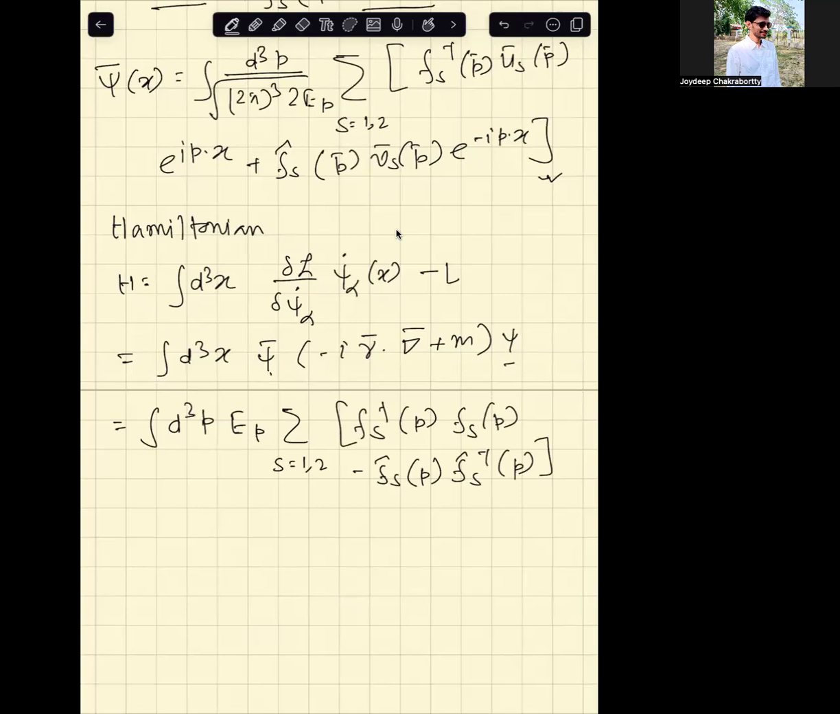Okay. So this is how you define the number operator for particle and antiparticle. So sum over all the spins. So this is number operator times your energy, so you'll get the total energy.